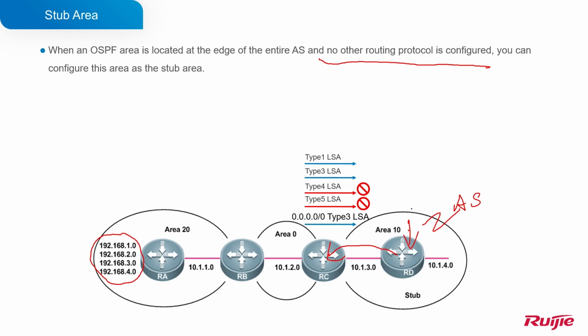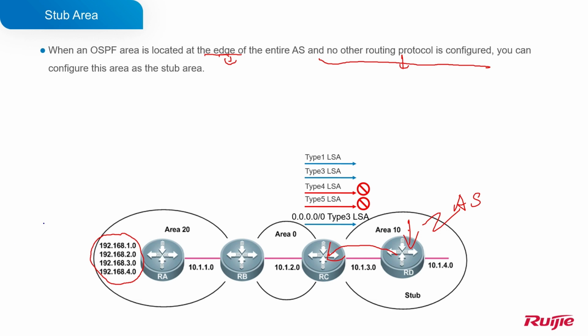So for these two points, first is that it is the edge, and second is that we can't do redistribution, right? We can't set another routing protocol. If we satisfy these two points, then we can set the area to become the stub area. Okay, so this is the stub area.